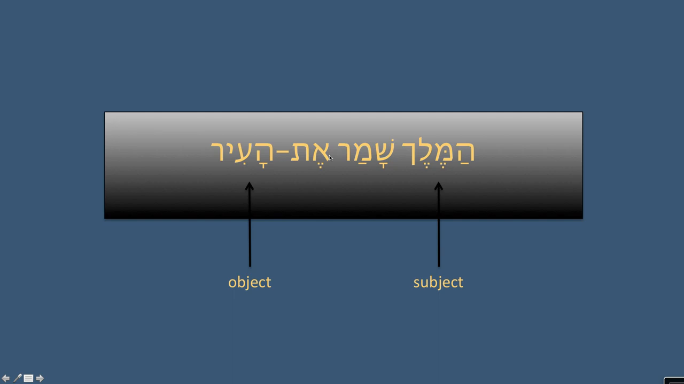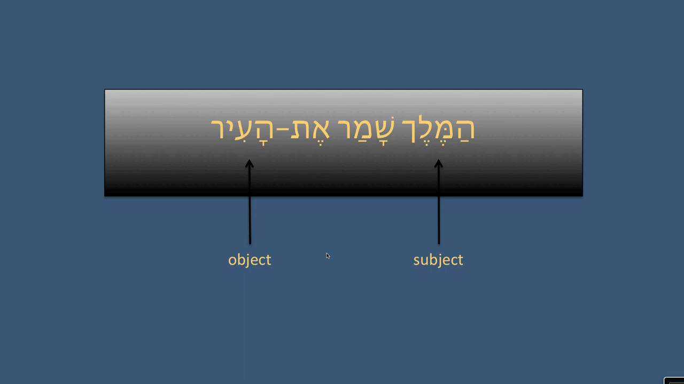Et is kind of attached. It doesn't have to be, but most of the time it is attached, and we'll talk about this in a moment. But when the et precedes the definite marker and a noun, it's telling us that the city is the object. Now, this means that there is more flexibility in word order.